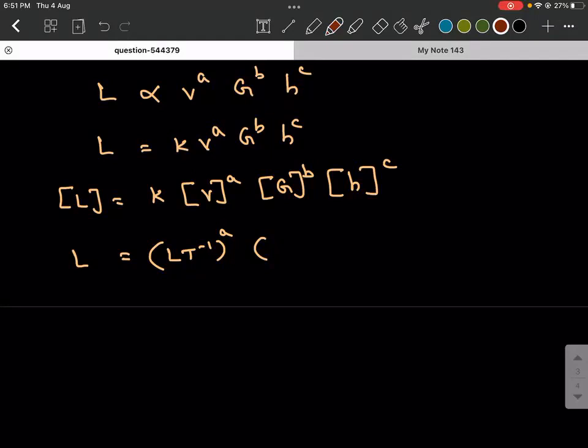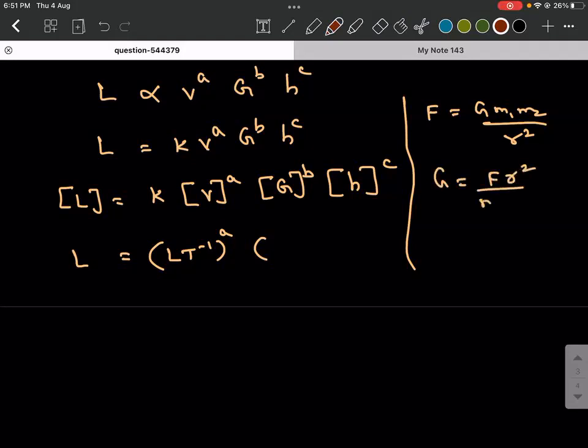How do you know that? I know it is tough, but did you see this kind of formula in your 9th standard? G is equal to F into R square divided by M1 M2. So the dimensional formula of G is the dimensional formula of F, which is MLT minus 2, into the dimensional formula of R square, which is L square, divided by the dimensional formula of M1 M2, which is M square. This will get cancelled. M minus 1 L3 T minus 2.